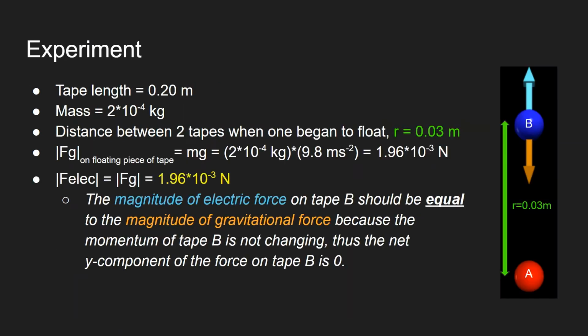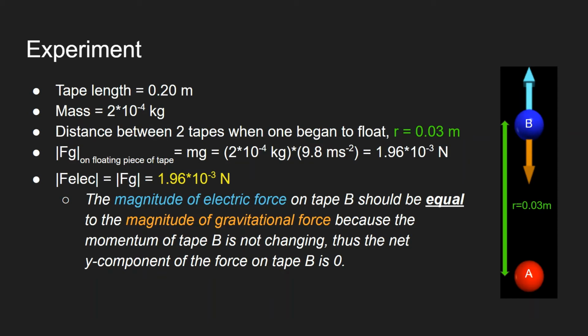pen. In the experiment, the length of the tape was 0.2 meters and the mass was 2 times 10 to the negative 4 kilograms. The distance between two tapes when one began to float was r equals 0.03 meters. As you can see on the right, there's a diagram.